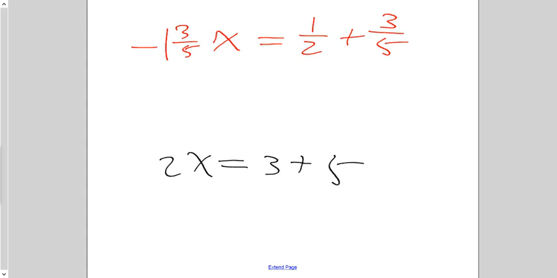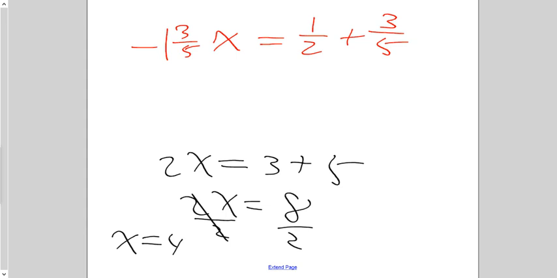The black question and the red question are identical in format, but not in numbers. So the way we would solve this one is to say, well, hold on, 2x is equal to, instead of 3 plus 5, it's much easier to say 8. Then to solve it I would simply divide both sides by the coefficient and get x equals 4.